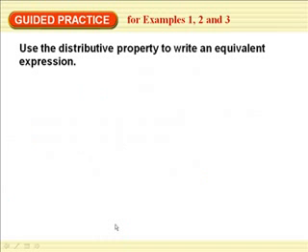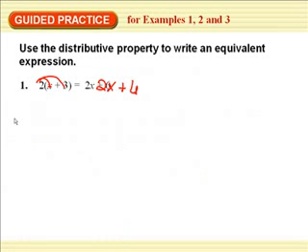Okay, use the distributive property to write an equivalent expression. So we just go 2 times x, 2 times 3. 2x plus 6. And remember that you could do negative 1, or just think, what's the opposite of 4? Negative 4. And what's the opposite of minusing y? Think of it that way, adding y. Done.